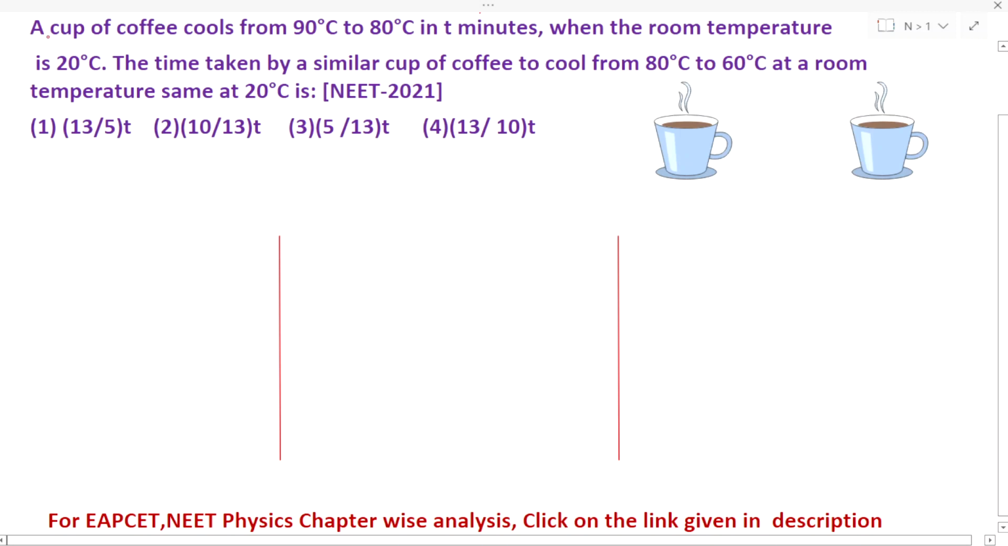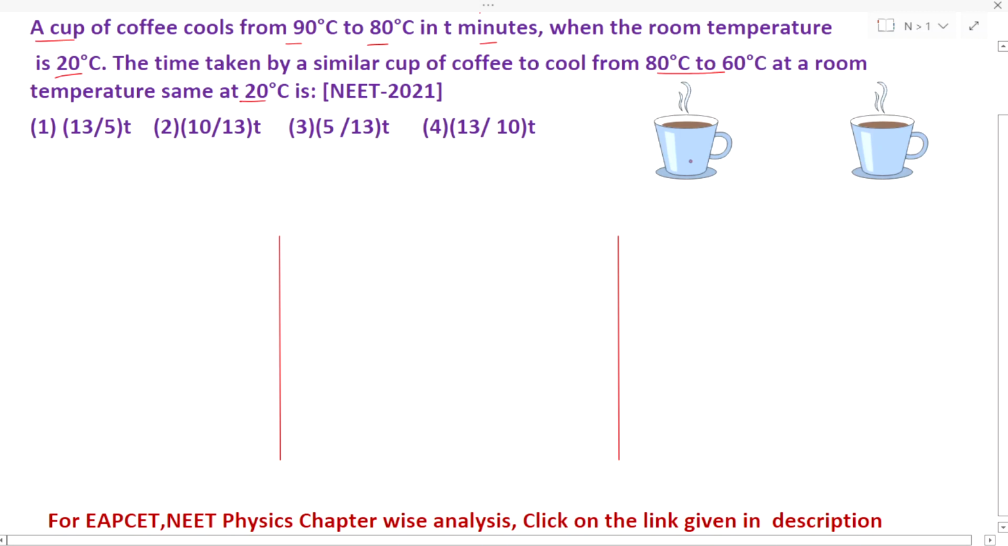A cup of coffee cools from 90 degrees to 80 degrees in T minutes when the room temperature is 20 degrees. The time taken by a similar cup of coffee to cool from 80 degrees to 60 degrees at the same room temperature of 20 degrees is. Okay, let us see what he gave.